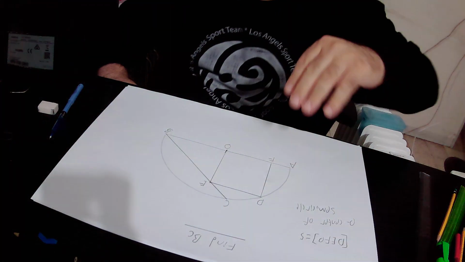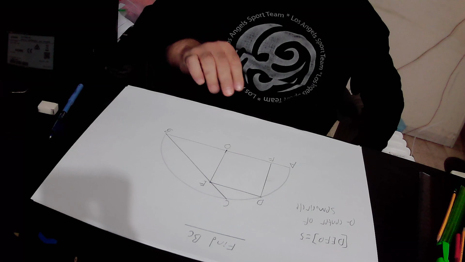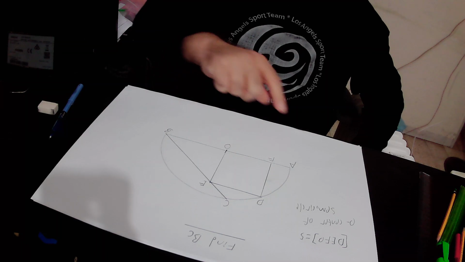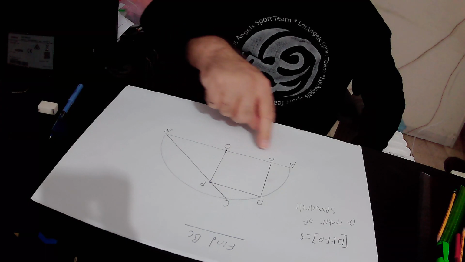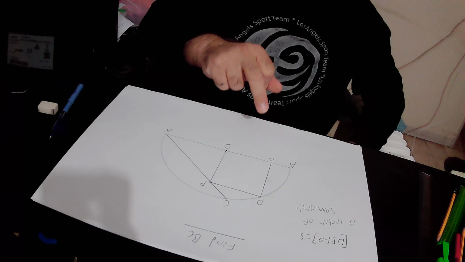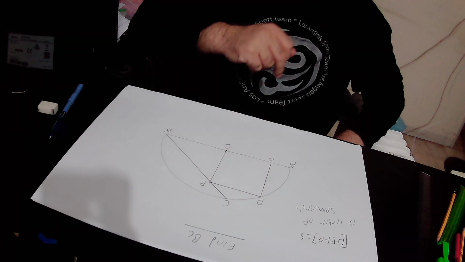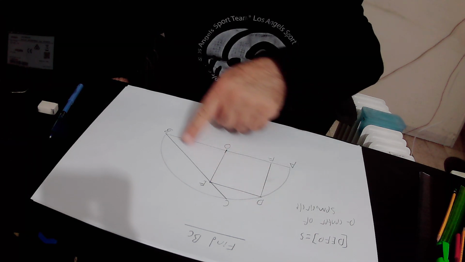Hello, in this lecture we'll find out the length of chord BC. In the drawing we have a semicircle. We know that the center of this semicircle is at point O. Inside this semicircle we have square DEOF, and we know that the area of this square equals 5 square units, and our mission is to find out the length of this chord called CB.